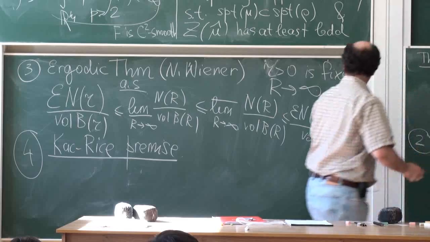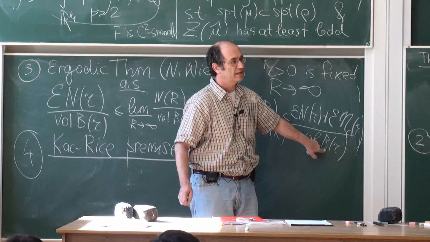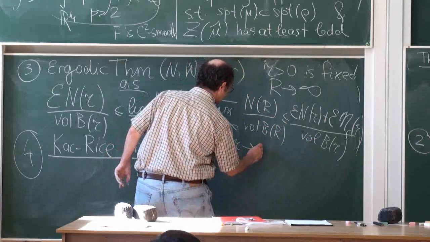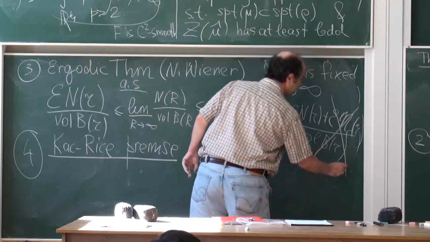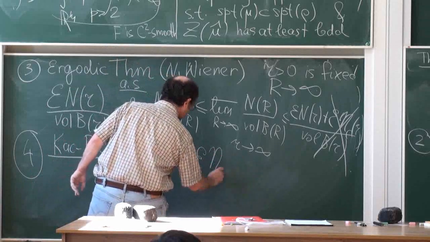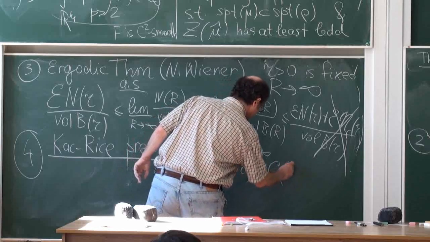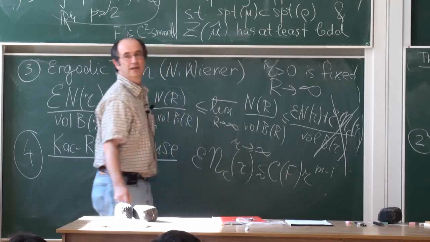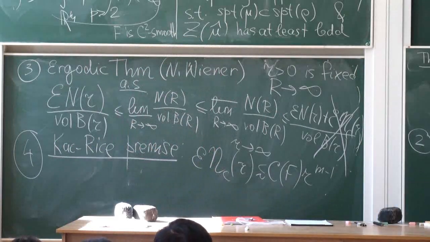And in the denominator, we have the volume of the ball in R^m. So this guy scales like r to the power m. So if we send now small r to infinity, this guy will go to 0. Just because the mean number of critical points is bounded by a constant times r to the power m-1. There are people in the audience who know these things much better than I.